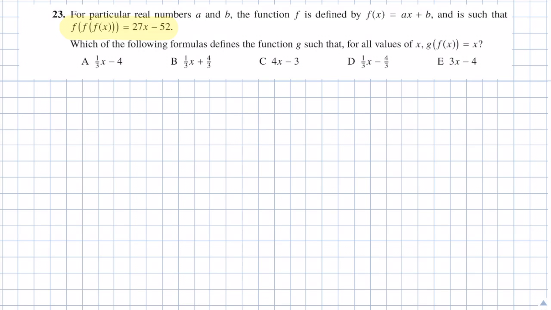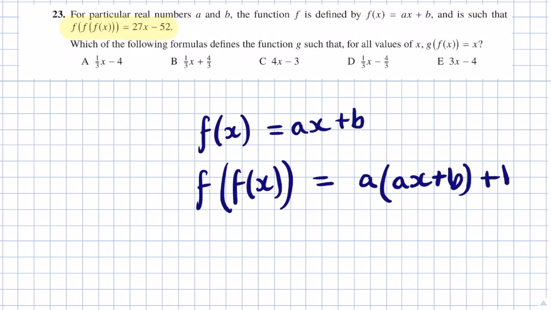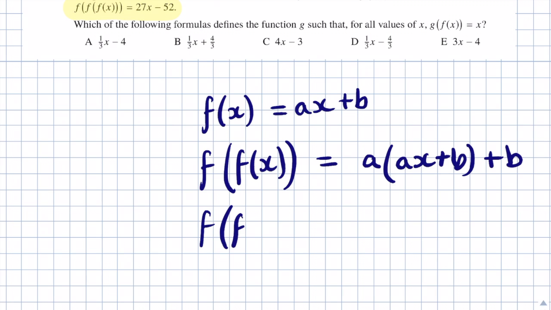Now, this function that I've highlighted is basically a composite function within a composite function. So what's happened is we've got this general formula that f of x is equal to ax plus b. And if we find the composite function of f of f of x, well, that's just going to be a all multiplied by ax plus b. Now, if we simplify that, we get a squared x plus ab plus b.